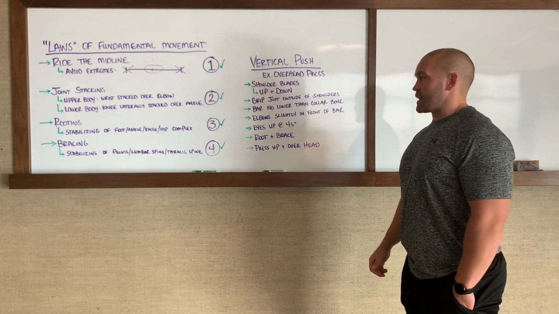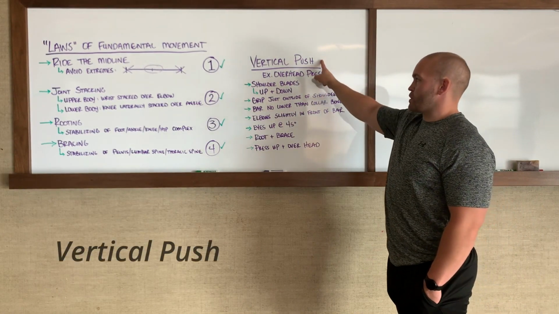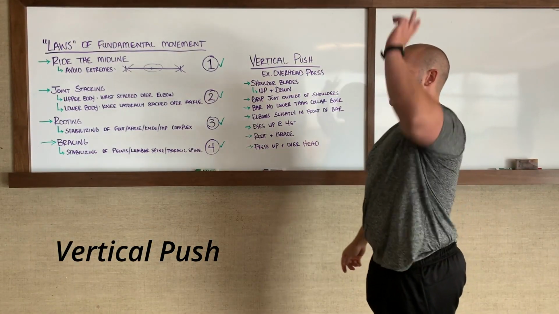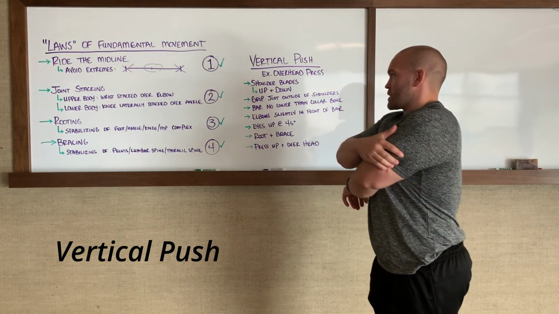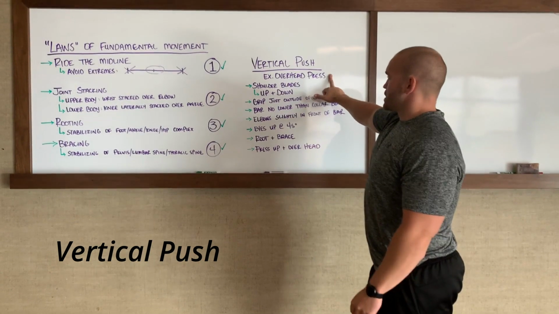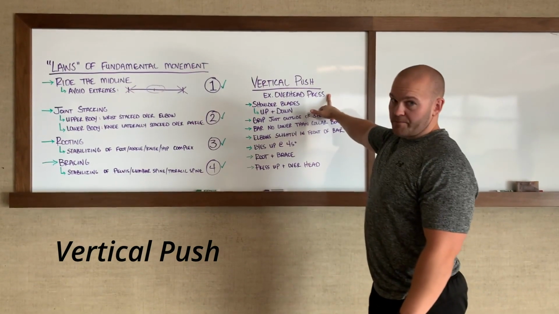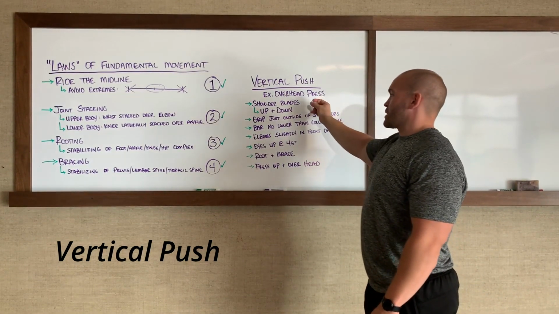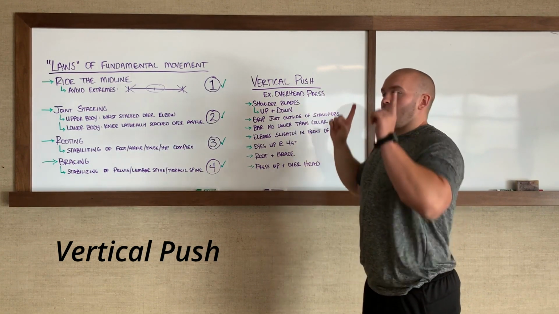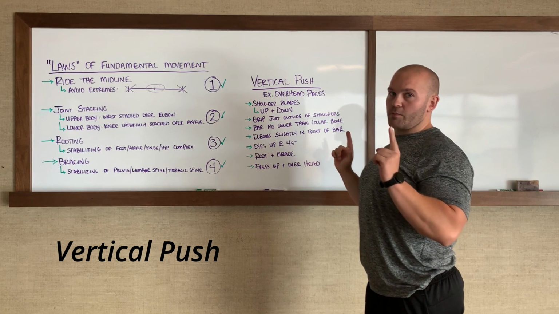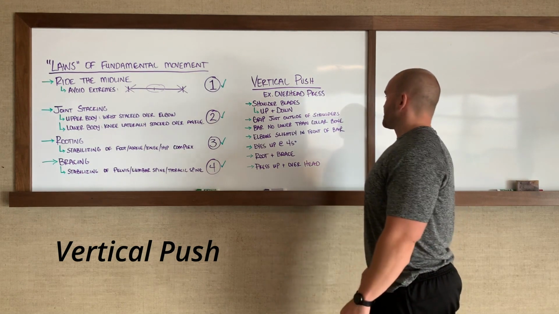All right, and next is going to be our vertical push. So again, we're pushing up over our head in the vertical plane, primarily using our shoulders and triceps. The example we're going to use is a barbell overhead press. So, going back to how to make sure we're doing it properly, our shoulder blades are going to be moving up and down during the movement, okay?